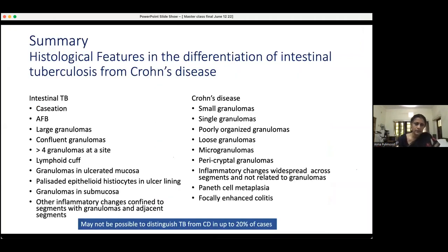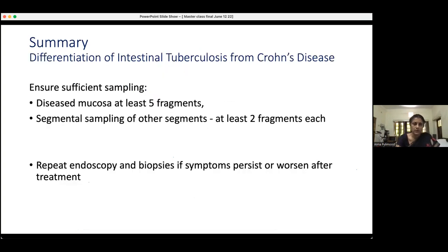So to summarize, you can distinguish TB from Crohn's based on caseation, acid fast bacilli, but also the size of granulomas, confluence, the number of granulomas, a lymphoid cuff, the location of granulomas, and all the other inflammatory changes like Paneth cell metaplasia, focally enhanced colitis, and the distribution of inflammation in different parts of the colon. So unfortunately, in up to 20% of cases, you can't distinguish TB from Crohn's disease. So you may say granulomatous inflammation, not possible to distinguish TB from Crohn's. So in those cases, it's important to either repeat the biopsy or give a trial treatment and repeat the biopsy after a trial.